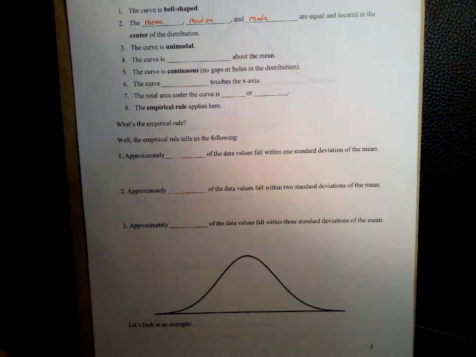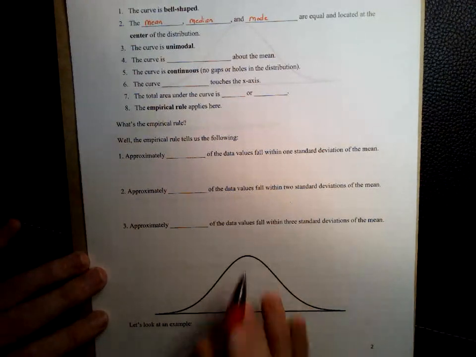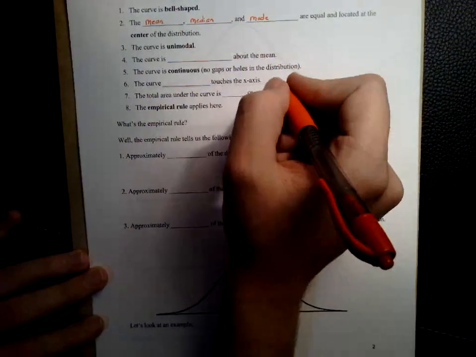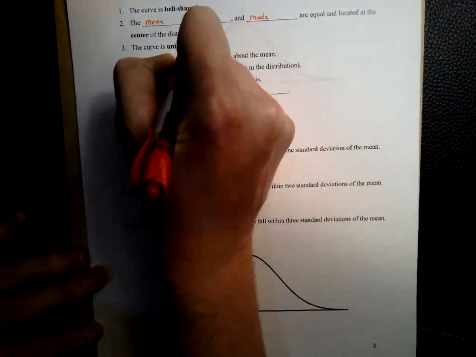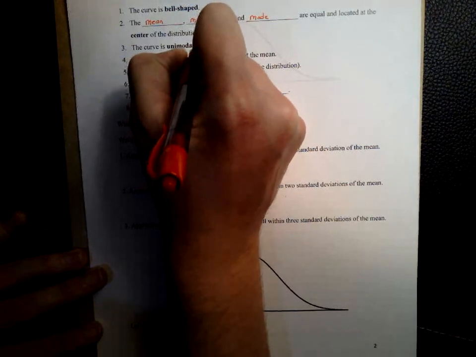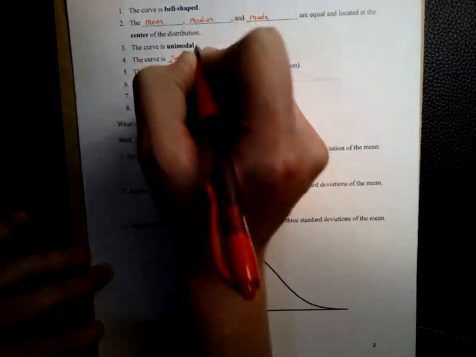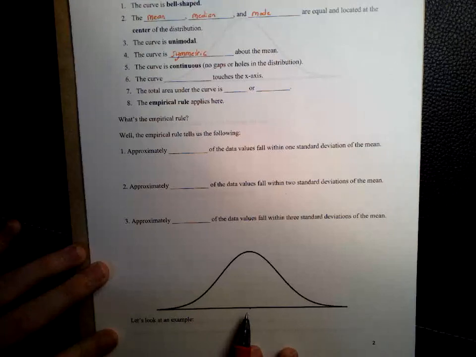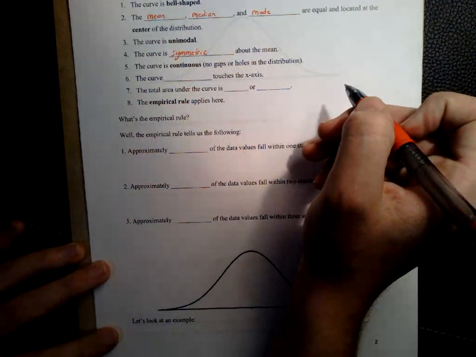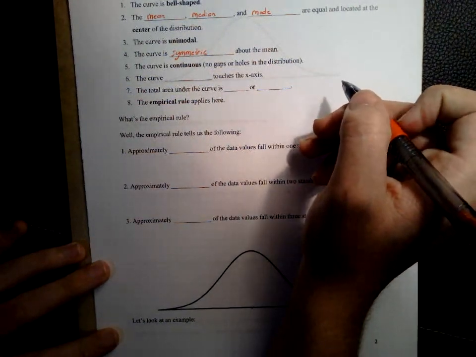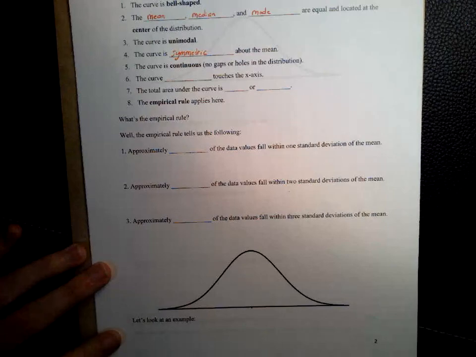The third one, the curve is unimodal. That just means there is one mode, so one peak in the distribution. The curve is symmetric about the mean. What does that mean? That just means an equal amount of data will fall below the mean as above the mean. The curve is continuous, so that means there are no holes or gaps in the distribution.